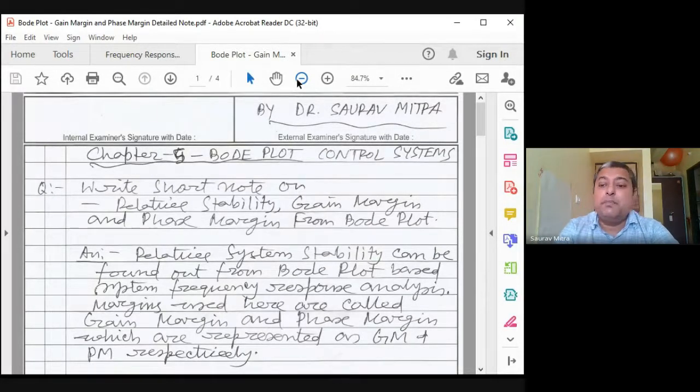So whenever I am saying it's a pole, pole means first order pole. Generally all the poles I give you 1 by s plus 1. How much is the gain? Gain is minus 20 dB per decade. What is decade? I will tell you.